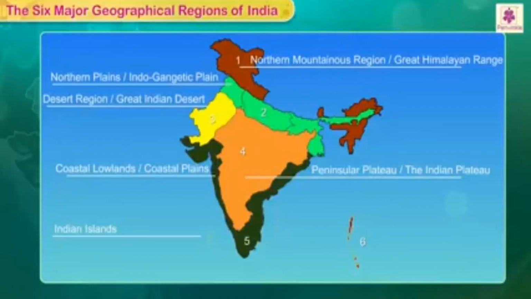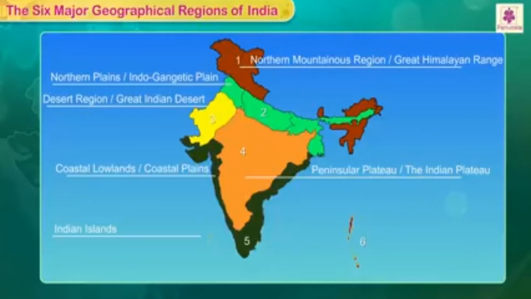So, there are six main regions, six main divisions. First one is the Northern Mountains or Great Himalayan Range. Second one is Northern Plains, which is green color. Third one is Great Indian Desert. Fourth one is the Peninsular Plateau. Fifth one is Coastal Plains. And sixth one is Island, Indian Island or Island Groups.